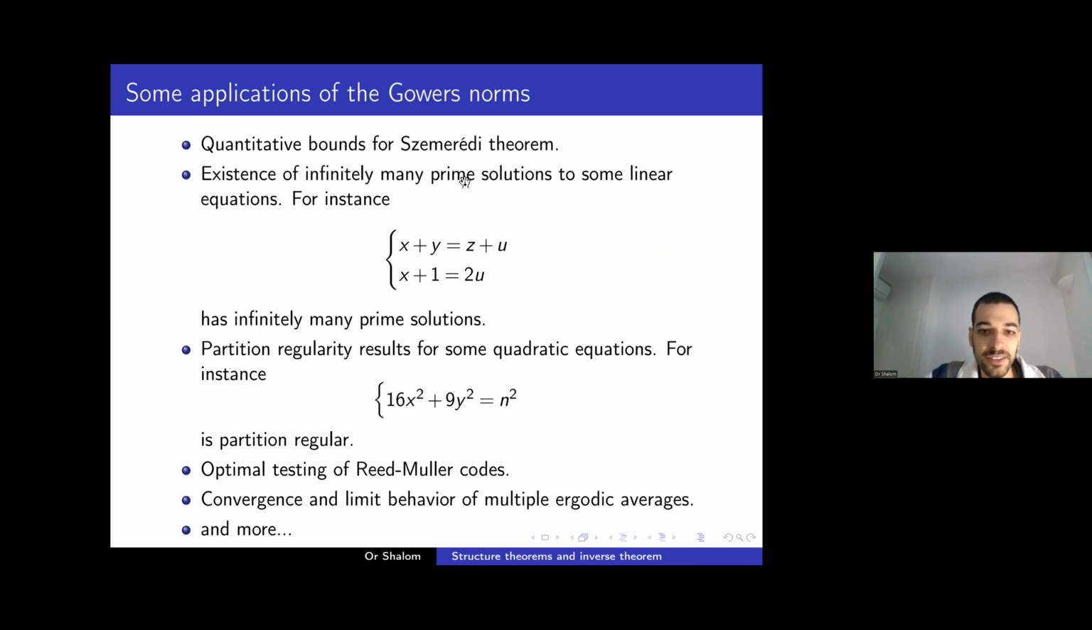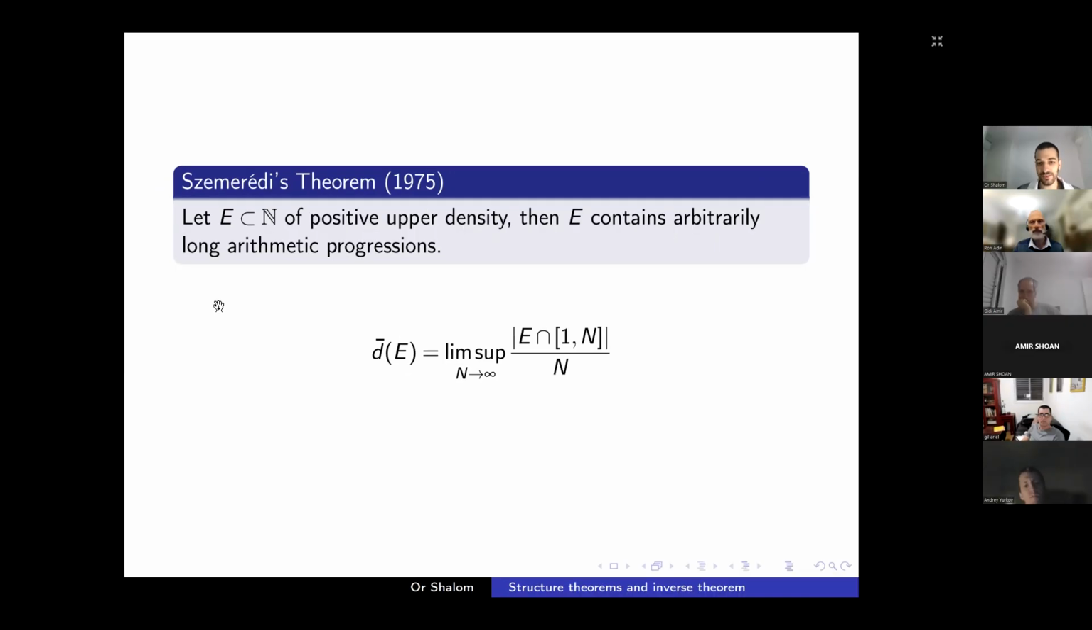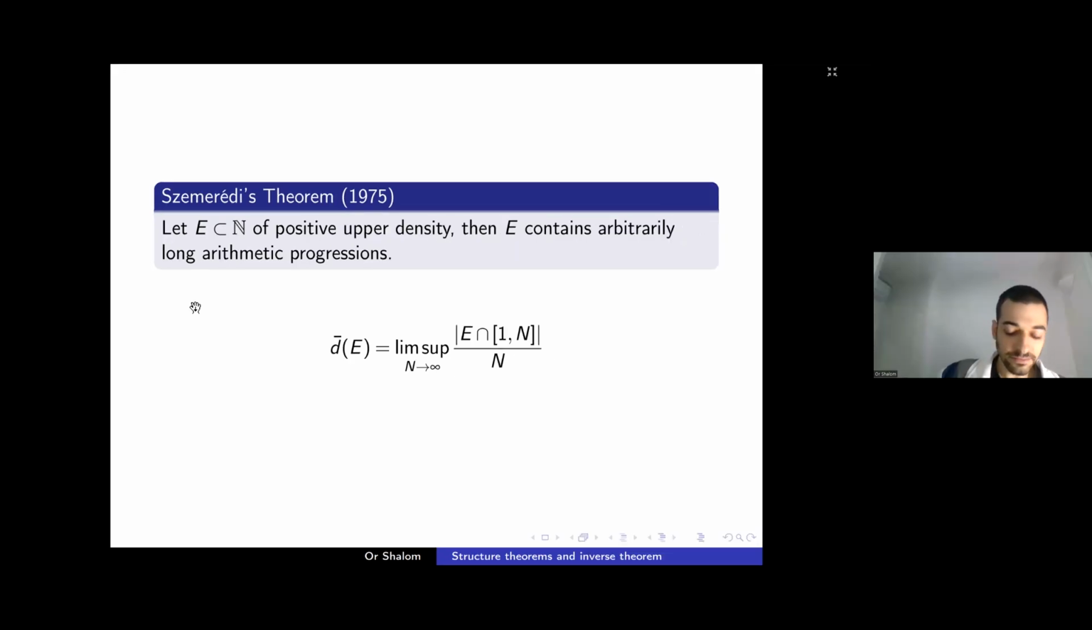So the first thing I would like to tell you about is Semeredi's theorem and how ergodic theory and the Gowers norms in additive combinatorics were used to prove this result and how they are related. Semeredi's theorem is a theorem in combinatorics, specifically additive combinatorics. It's a very famous result. And it says the following: if you have a subset of the natural numbers which has positive upper Banach density, then it contains arbitrarily long arithmetic progressions.